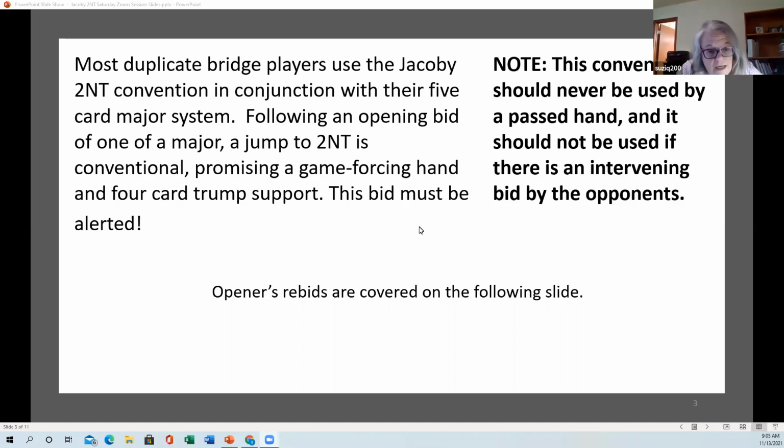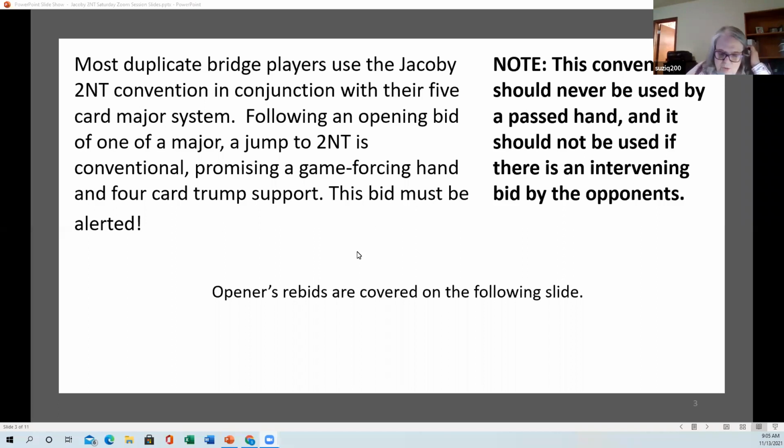But now online, if you're using it, you must click the alert button, and then you should type in Jacoby. J2NT is a common abbreviation for Jacoby 2 no trump, or Jacoby Forcing Raise, however you want to type it in, however much typing you want to do, basically. If you're playing online, you must alert your own bid. But in face-to-face bridge, we don't alert our own bids. Partners do. So never use it if you're a passed hand. Don't use it if somebody has overcalled your partner's opening.